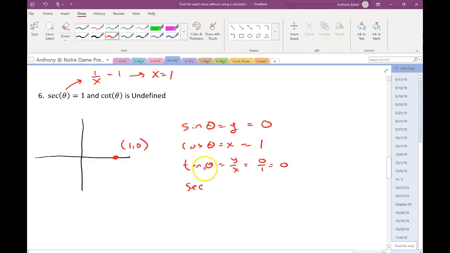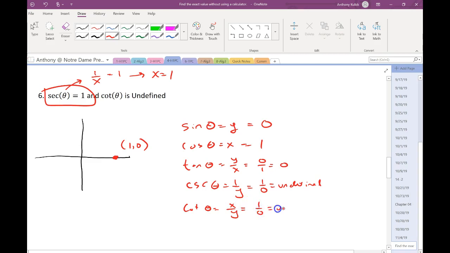Secant, oh, we already have secant theta. Cosecant theta is 1 over y, so that's 1 over 0. That's undefined. And cotangent theta is x over y, so that's 1 over 0, and that's undefined.